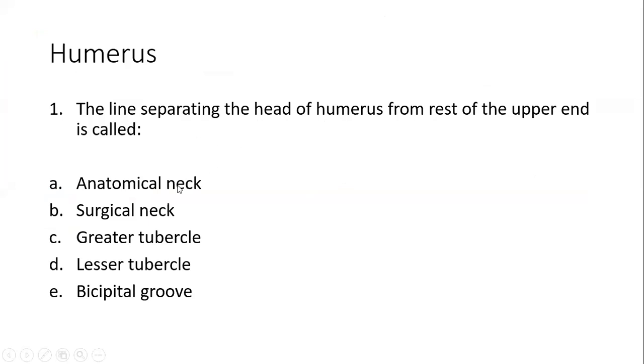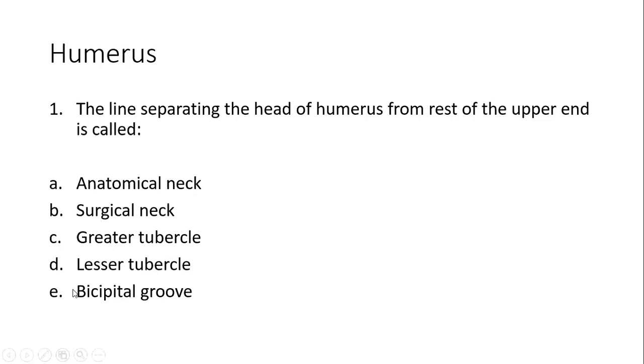So let's see the options one by one. Anatomical neck, surgical neck, greater tubercle, lesser tubercle, and bicipital groove. The last three options, they are totally false. Why? Because again, read the question, the line. None of these is a line, right? They are the bony landmarks in the form of elevation called tubercle and a small depression called groove. So let's solve this MCQ with the strategy of exclusion, excluding some options.